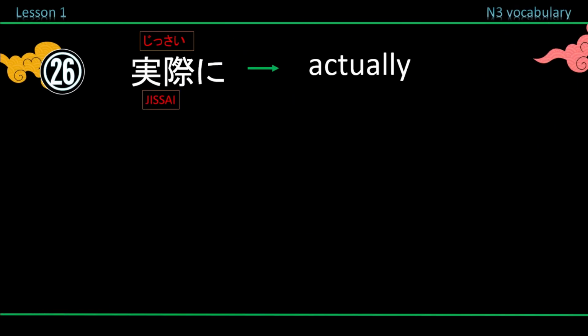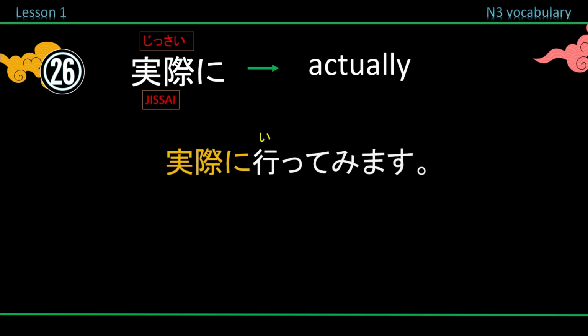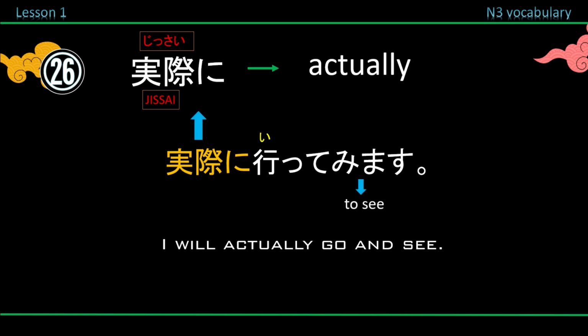Next we have jissai ni. This means actually or in reality. Here is an example sentence. Jissai ni okonatte mimasu. This means I will actually go and see. One important point to remember here, when writing mimasu, do not use kanji in this expression. It's written in hiragana, not kanji.